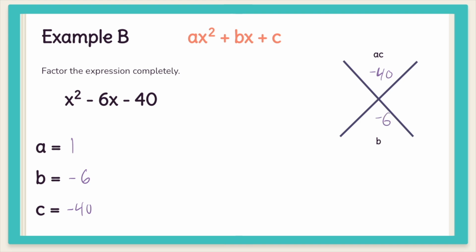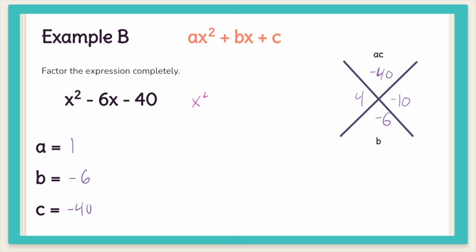So if I'm doing some math, I could say, okay, I know 10 times 4 will give me 40, so that's good. But I got to end up with a negative 6. So one of those is going to have to be negative, one of those is going to have to be positive. So it's going to be negative 10 and positive 4, because plus 4 and negative 10 is going to give me negative 6. Positive 4 times negative 10 gives me negative 40. So that's great. Let's write this out in expanded form now.